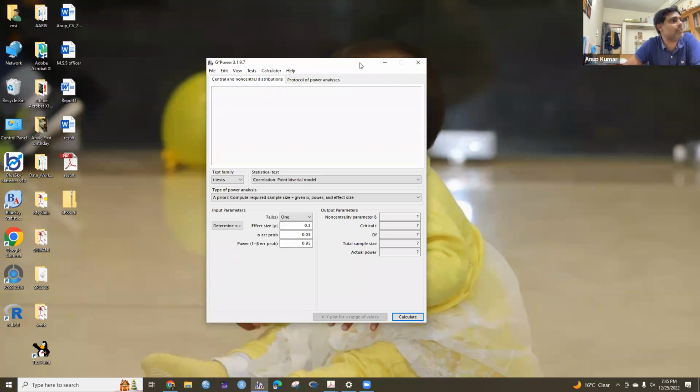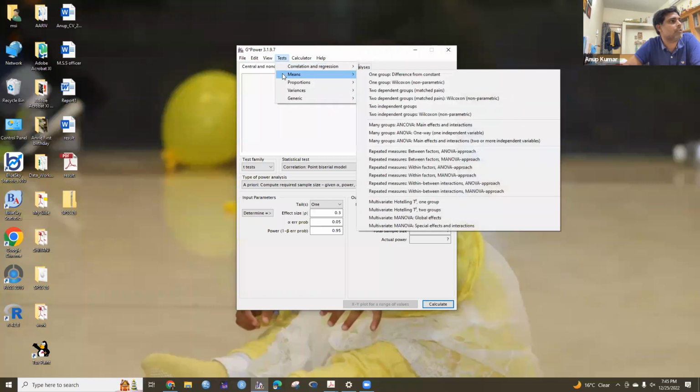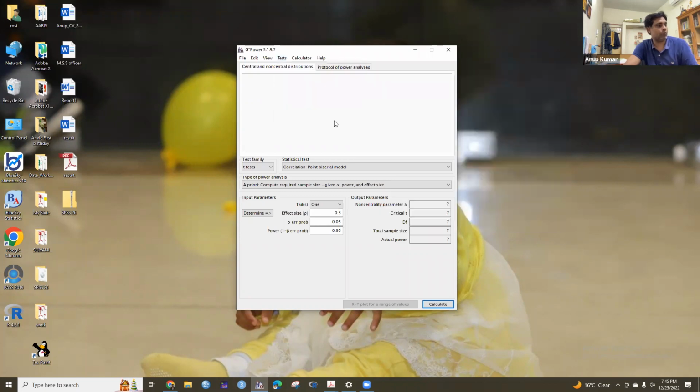So you can see that this particular software looks like this. And as I told you, you have to go for this test. And when you go to the mean, you will get various kinds of statistics that you are going to use. Okay, and ANCOVA, MANOVA, Hotelling T-square like this. And then similarly for the proportion, if you are using the proportion, then you are going to get all these things.